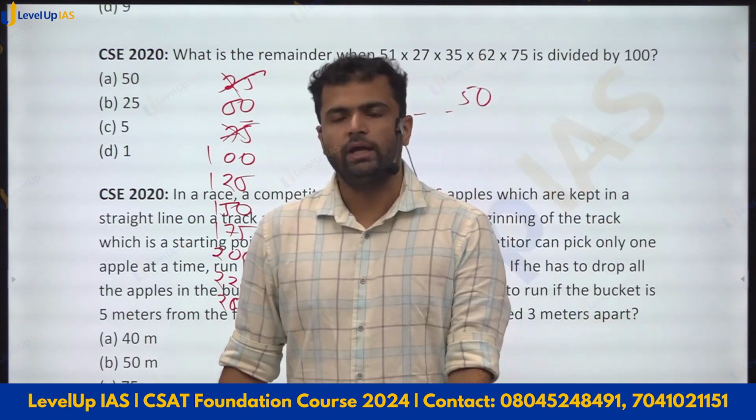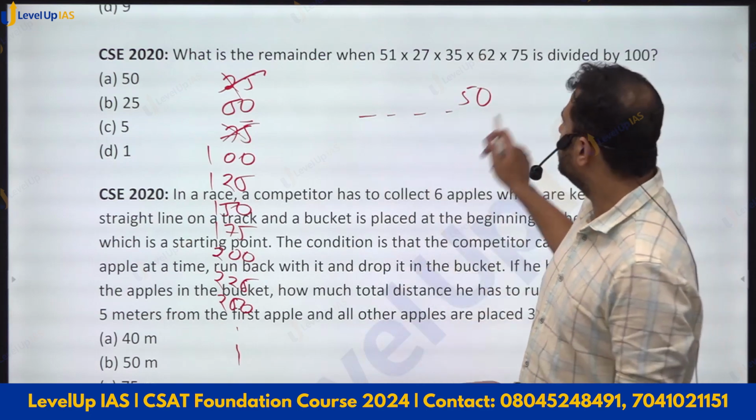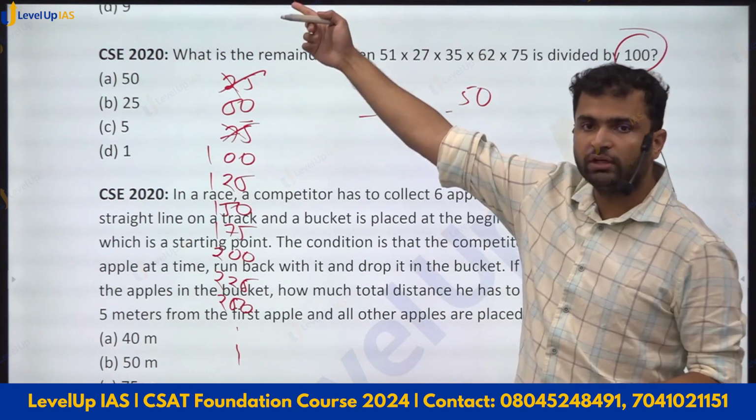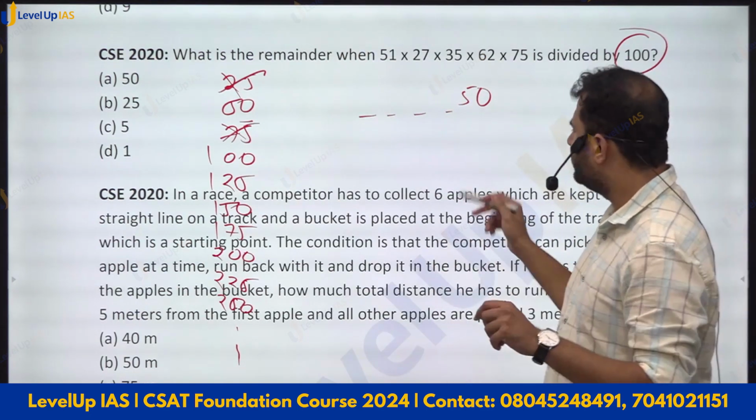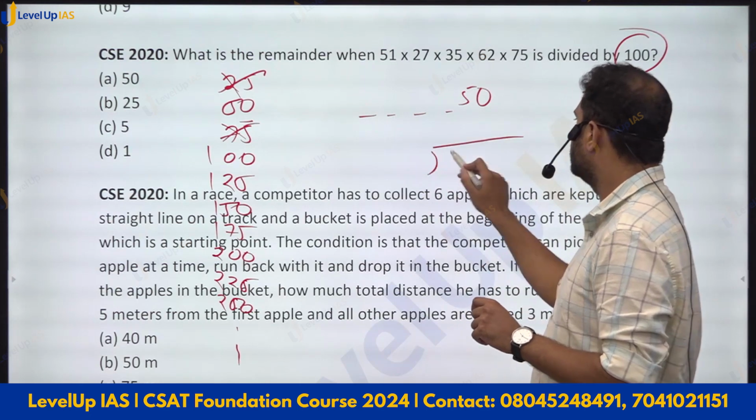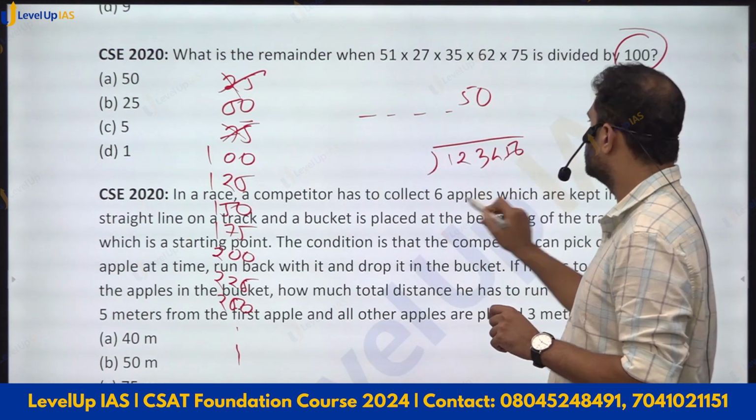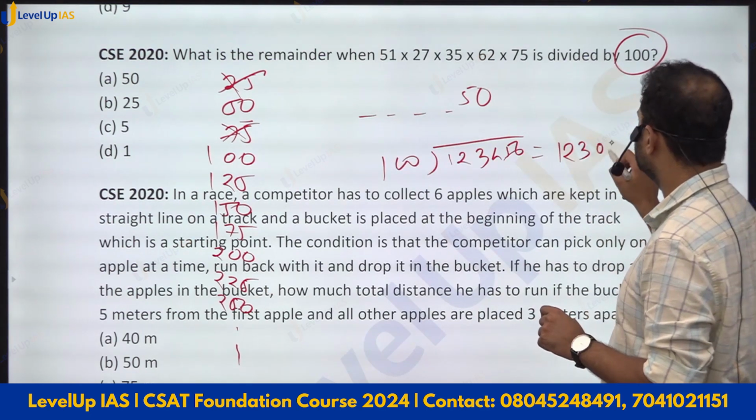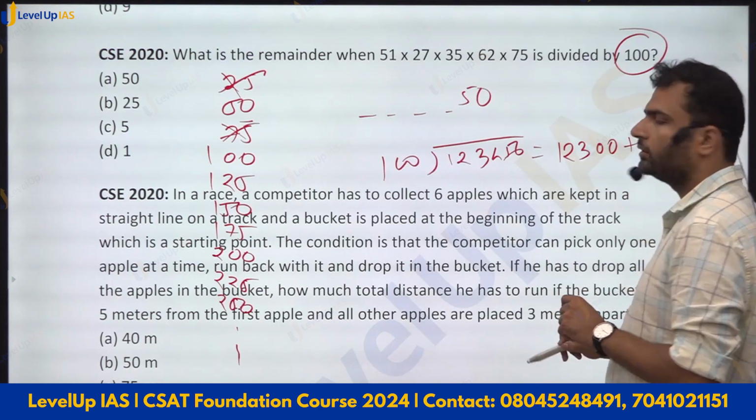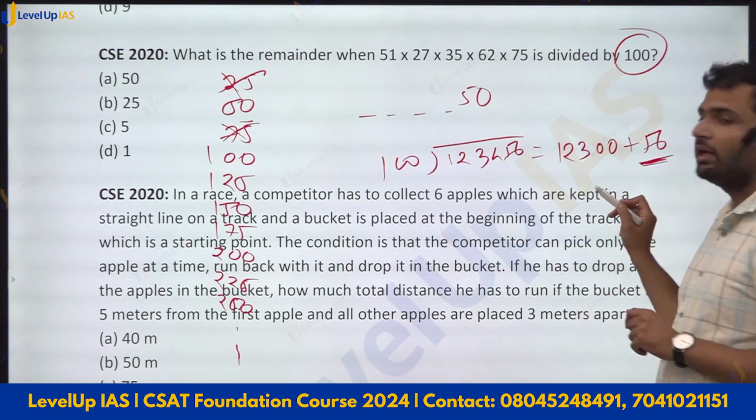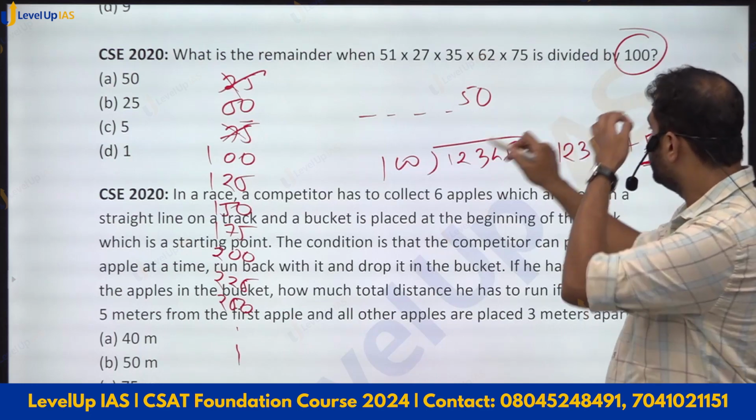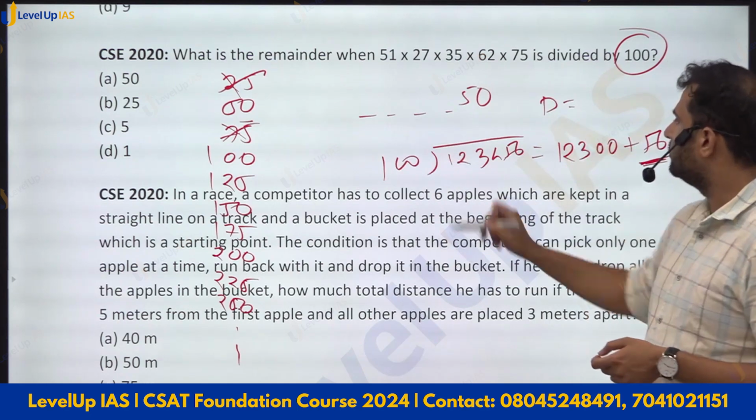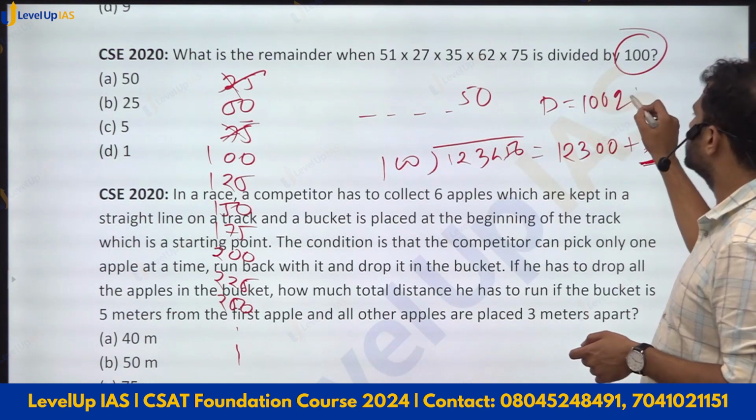Now again I want to emphasize this: what is the remainder when we divide any number by 100? We saw something for 10, now we'll see for 100. Whenever we divide a number like 123456 by 100, can we write this number as 12300 plus 56? What is the remainder? Whenever we divide any dividend by 100, we get some quotient plus remainder.